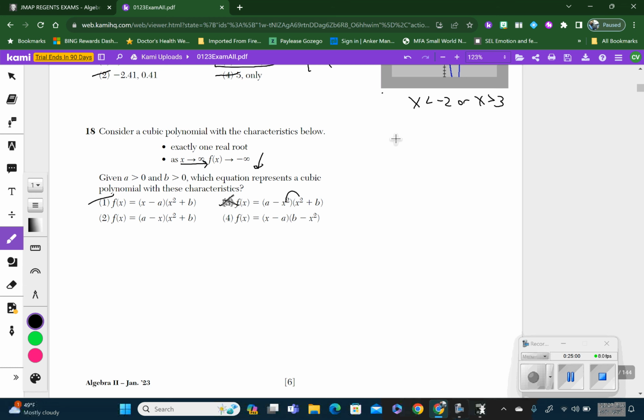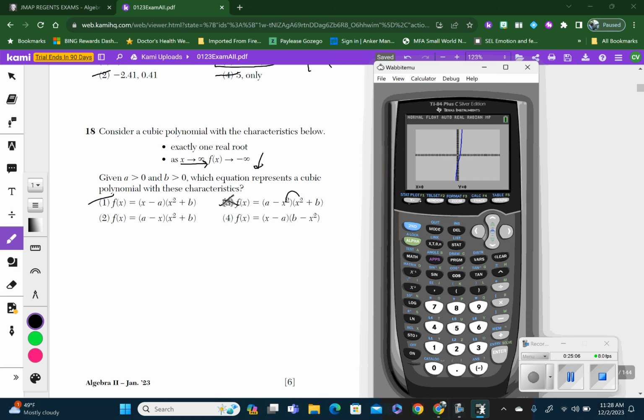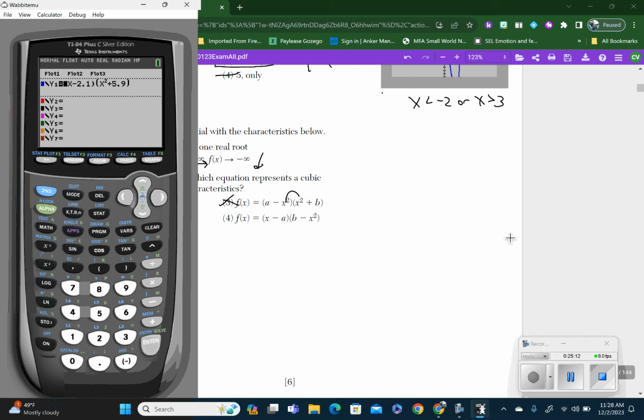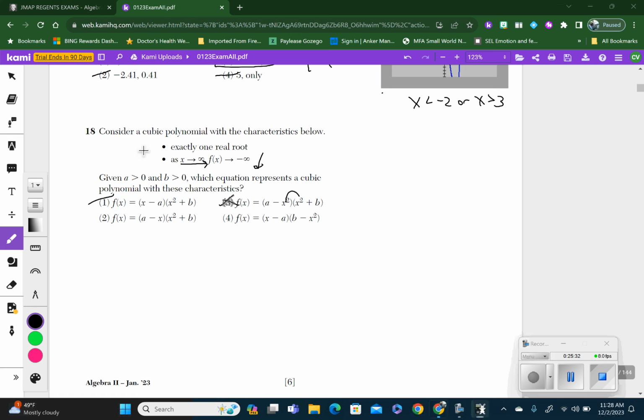So if I plug in the second one, a minus x, right? Instead of my x minus 2.1, I do parentheses 2.1 minus x, right? And then the x squared plus b, so everything else stays. Now let's see if that works. As I go to the right, yeah, there you go. My graph is going down. So that's option number 2, right? It looks something like this. As I go to the right, my y is going down, whereas in the other one, my y was going up, okay?